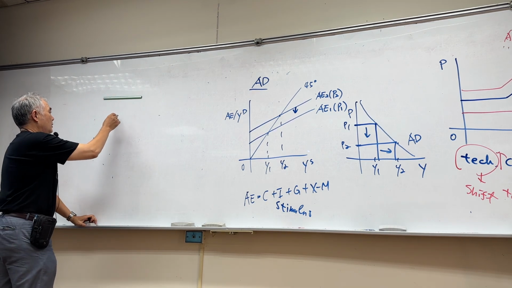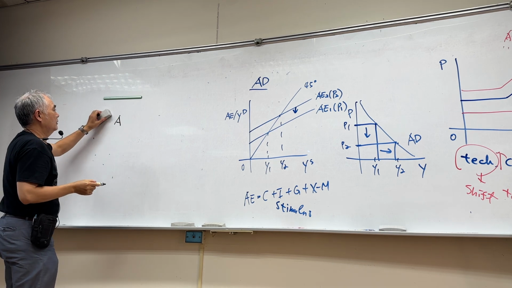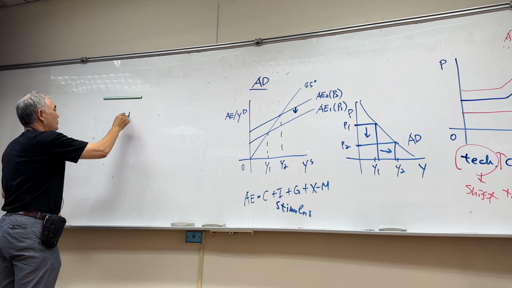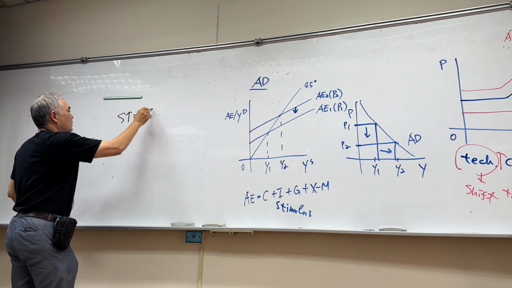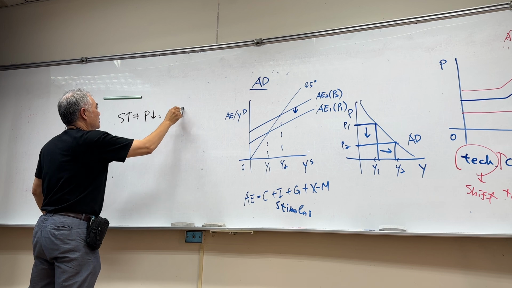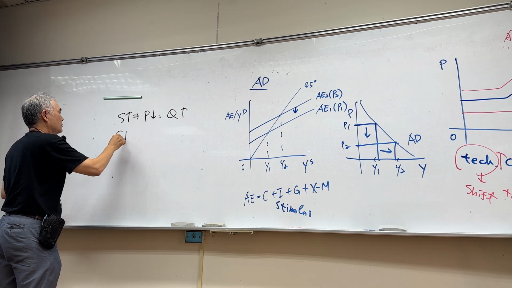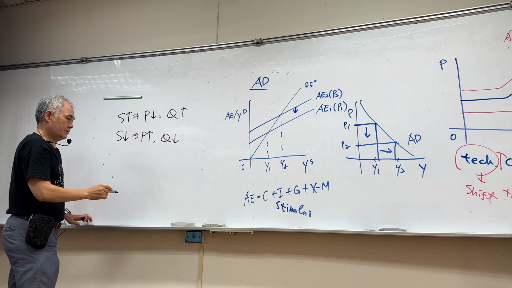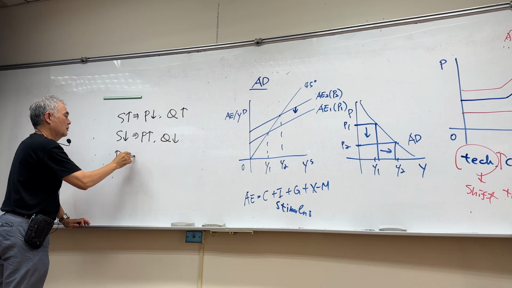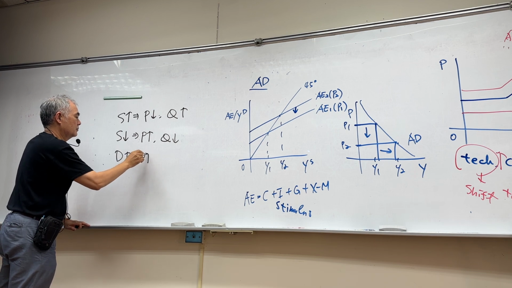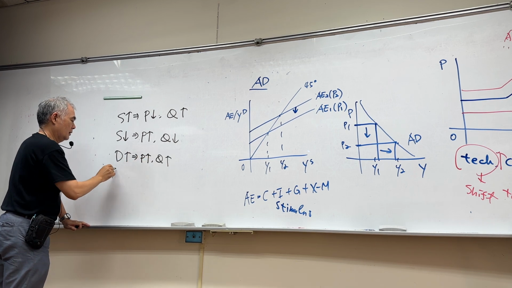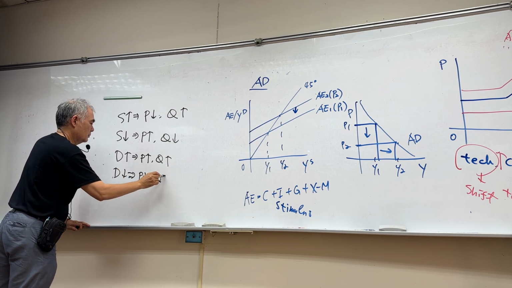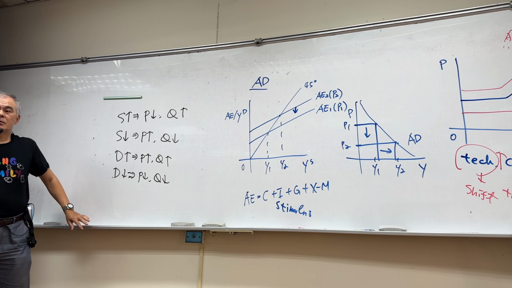Okay, so let us talk about microeconomics first. If S goes up, what do you get? P goes down, Q goes up, right? Supply goes down, P goes up, Q goes down, right? And D, demand, goes up: P goes up, Q goes up. And D goes down: P goes down, Q goes down. So that's the same thing.